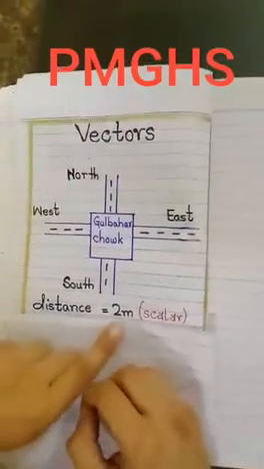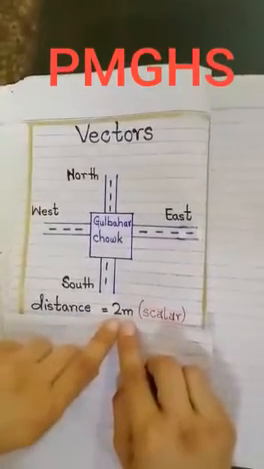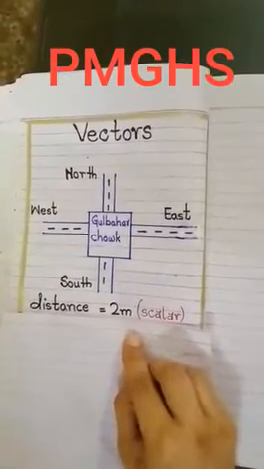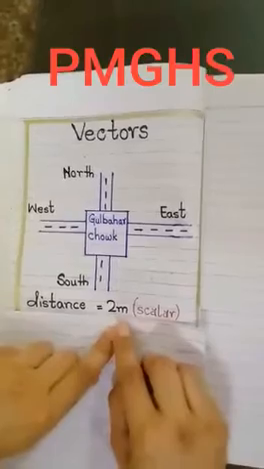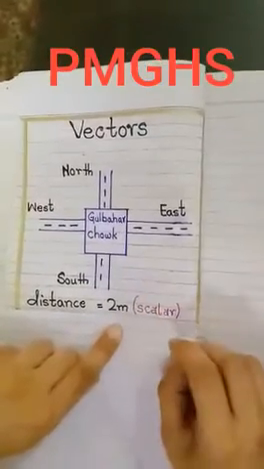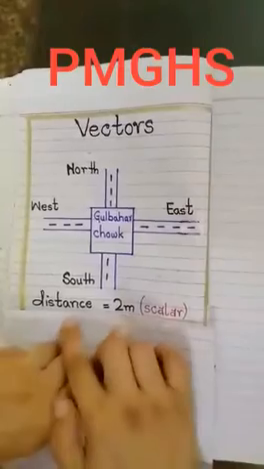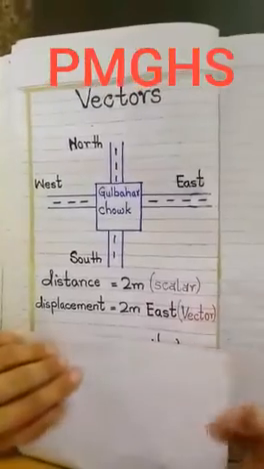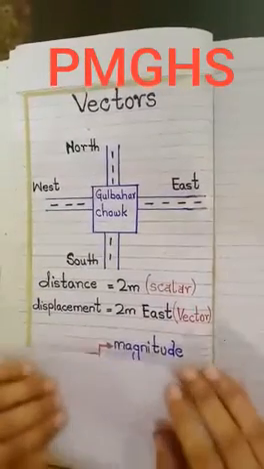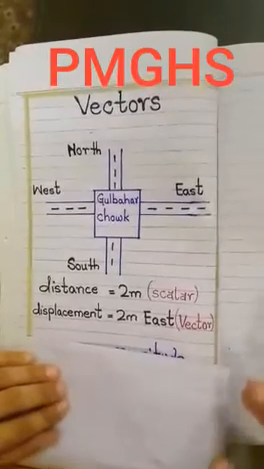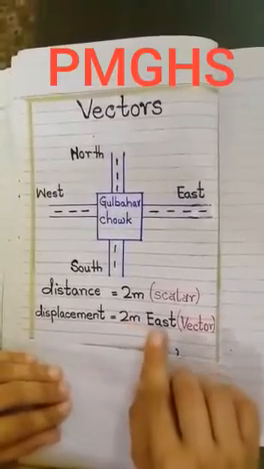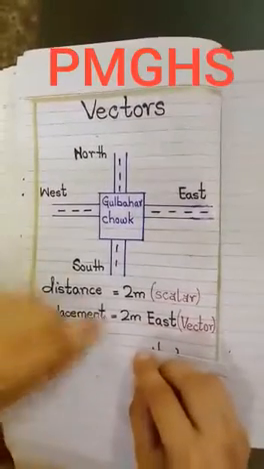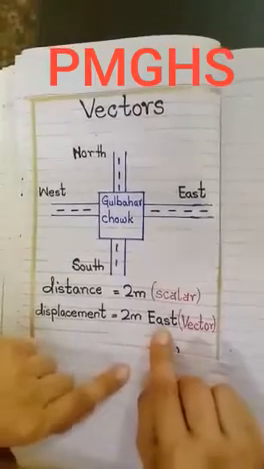Here she only gives you the magnitude, 2 meters, and this magnitude is called distance. It means that her home is at a distance of 2 meters from Gulbahar Chowk. Here only magnitude is given, so distance is a scalar quantity. But she tells you that her home is at a distance of 2 meters east. So you can easily reach her home because here direction helps you.